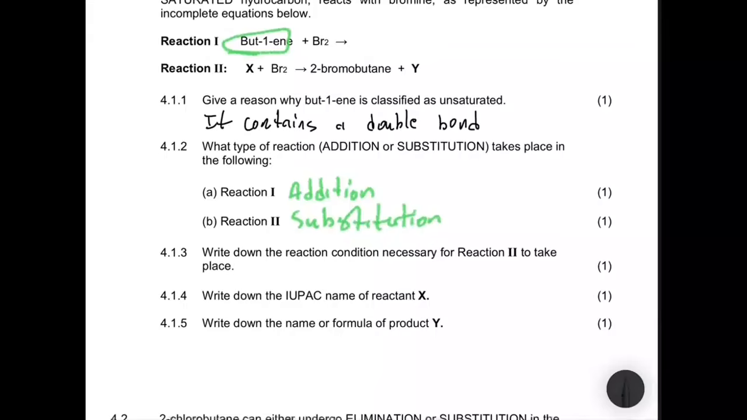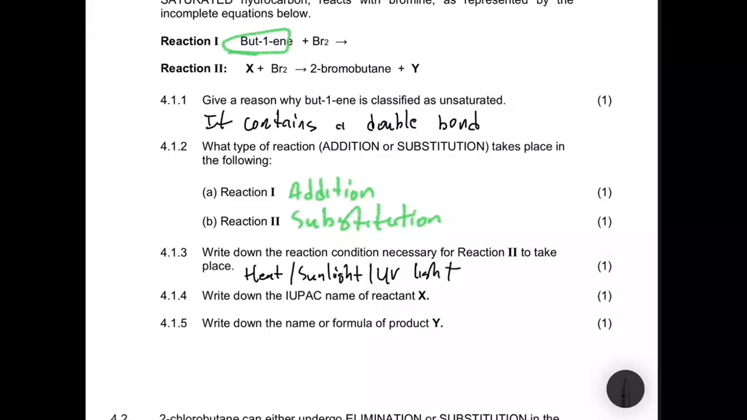4.1.3, write down the reaction condition necessary for reaction 2 to take place. For reaction 2 to take place, we need heat, or we need sunlight. But from sunlight, we're still looking for heat from the sunlight, right? Or we need UV light.